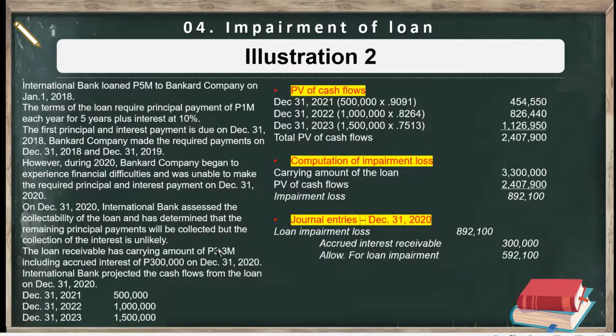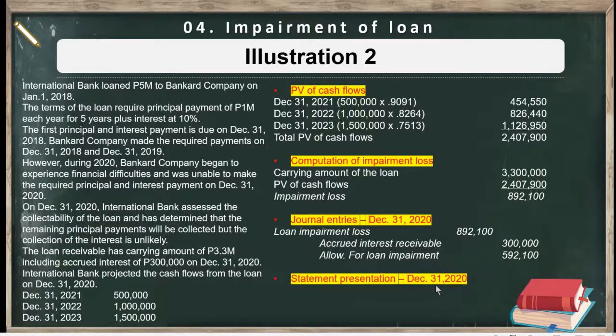So these are for interests that were not paid. The first and second payments were complied with, but on the third year, this is the amount of the accrued interest, which would be equivalent to 10% of the remaining amount of 3 million, so 300,000.